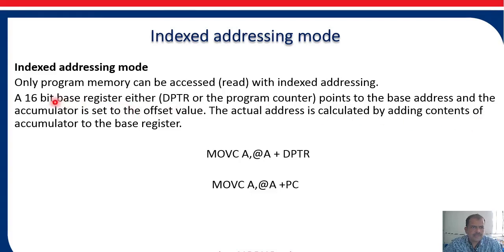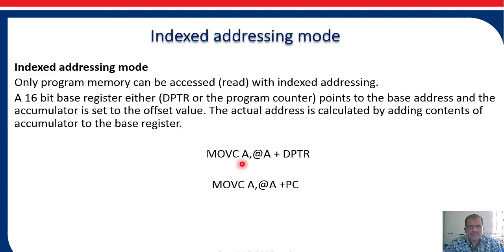The last addressing mode is an indexed addressing mode. Only program memory can be accessed with this addressing mode. A 16-bit base register, either data pointer register or program counter, points to the base address, and the accumulator is set to an offset value. The actual address is calculated by adding contents of accumulator and the base register.